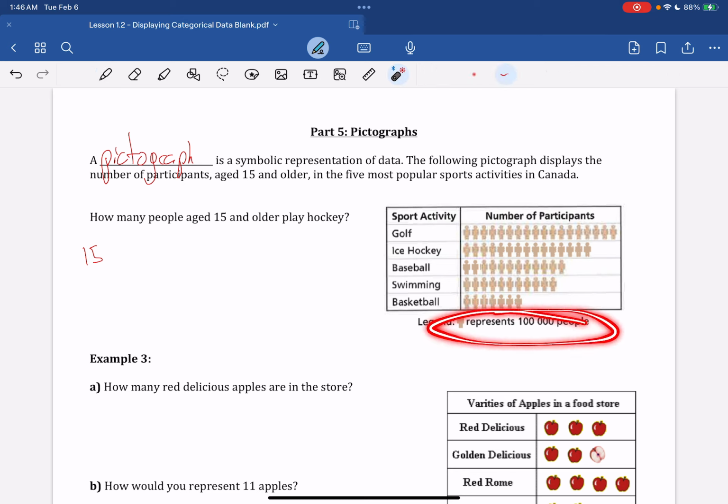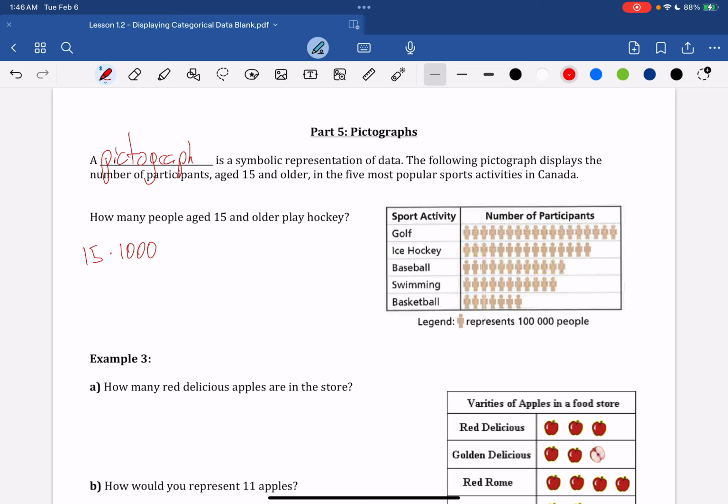It says one of those represents 100,000 people. So I'm just going to multiply that by 100,000. That's going to give me 1.5 million people who play hockey. So the thing we have to be careful of there is making sure we're reading that legend and we don't accidentally say that there's 15 people in Canada playing hockey.